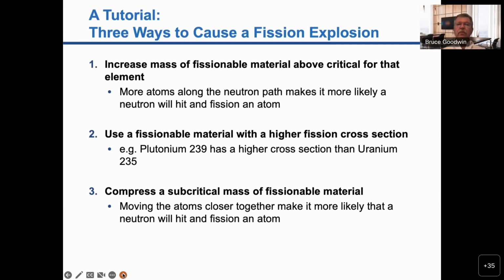You can use a fissionable material with a higher fission cross-section. So plutonium-239 has a higher cross-section than uranium-235. That's why the critical mass is lower for 239 versus 235. And I'll explain this in a little bit more detail as we go along. And finally, you can compress a subcritical mass of fissionable material to supercriticality. This is what implosion achieves. You push the atoms closer together, and because they're closer together, there's less space between them for neutrons to escape. And so the neutrons are more likely to hit and fission an atom if you implode or compress a subcritical mass to supercriticality.